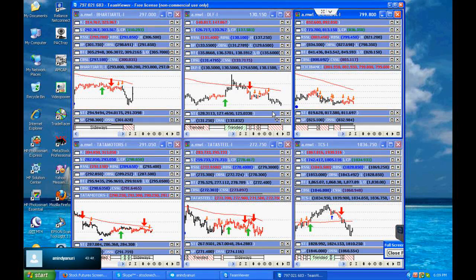And what to avoid is the most important. Any signal on the red color bar, avoid. Don't trade. Any signals opposite, in the sense that above the trend line, a sell signal, avoid. Below the trend line, avoid.